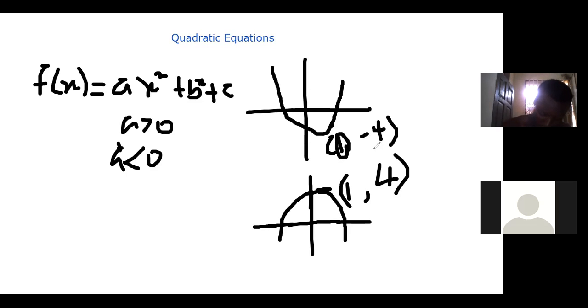Then we are going to look at that of the maximum. Here we are talking about the maximum. And so we are going to solve 1 or 2 questions that will help us understand. The minimum or the maximum point of the quadratic function is called the vertex or the turning point of the curve.